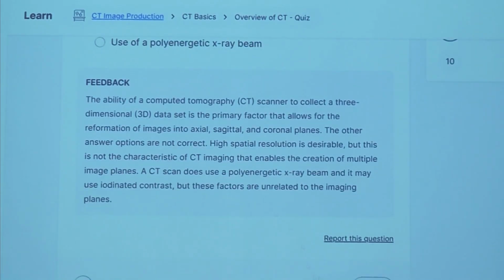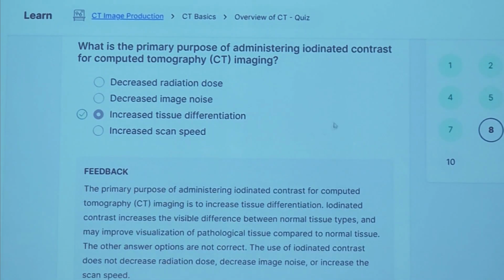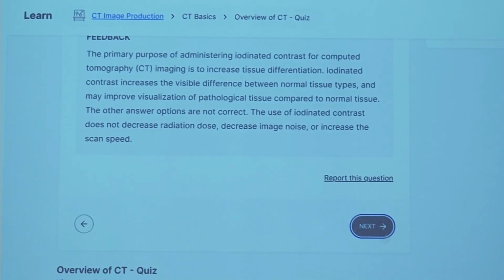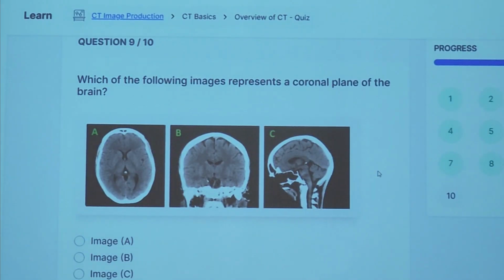All right, perfect. Moving on. Now, what is the primary purpose of administering iodinated contrast for computed tomography imaging? Guys are saying it loud and proud. That's giving me goosebumps. I love it. All right. Which of the following images represents a coronal plane, Sindhu? It's B. Is it B, coronal plane? Do we agree? Perfect. Okay.